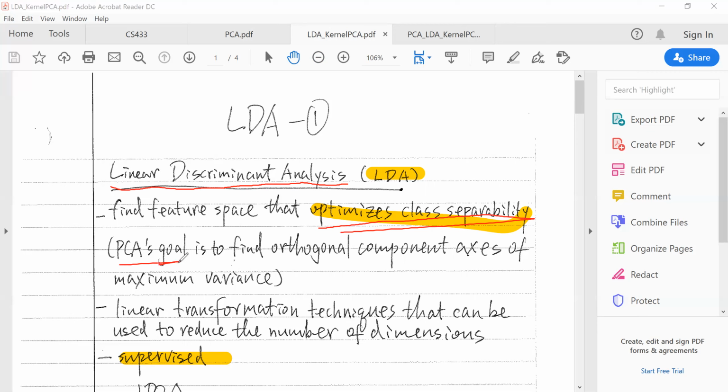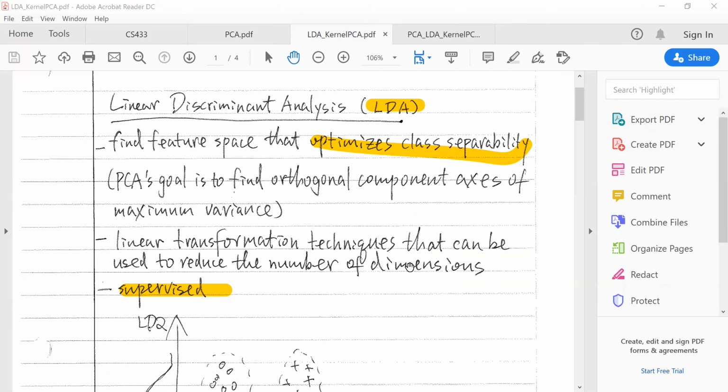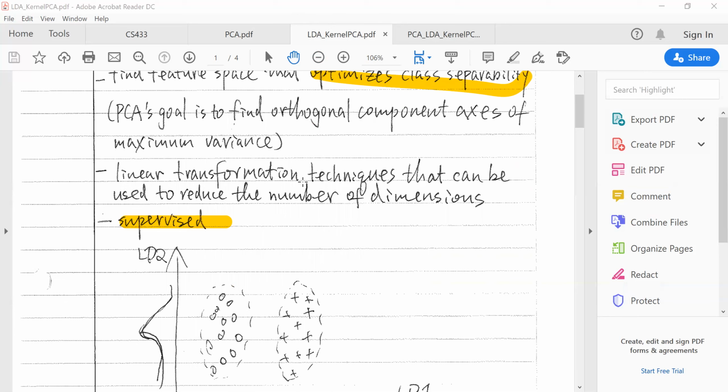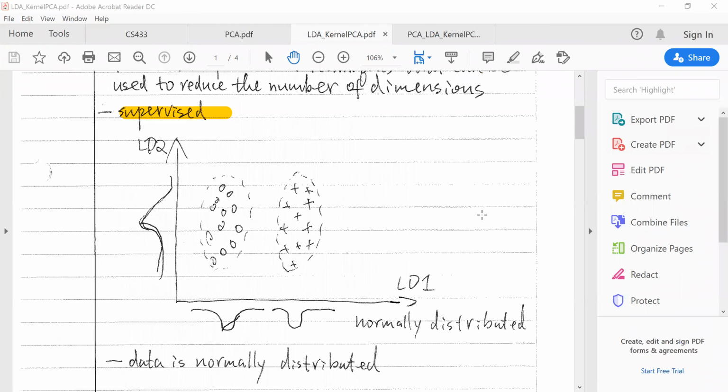PCA's goal is to find the orthogonal components that maximize the variance. So these two are different, so be careful. It is a linear transformation technique that can also be used to reduce the number of dimensions. Also, LDA can be used for supervised learning, and PCA for unsupervised. That's also a major difference.